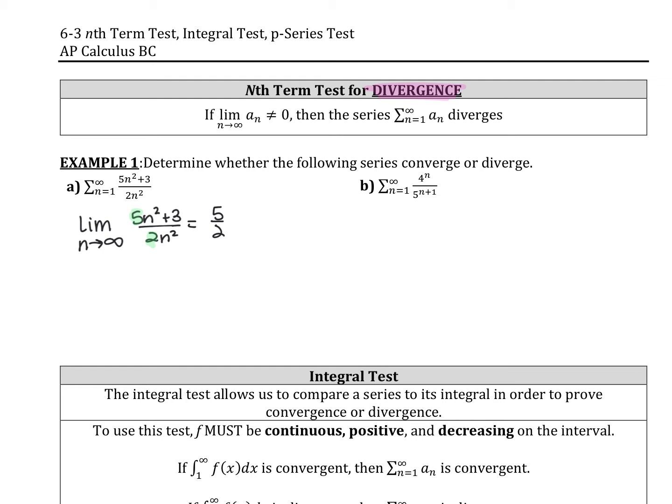Now what does that tell me? I know 5/2 is not equal to 0. So I can say that this series diverges. I can say that because it's not equal to 0. Okay, try the next one. So hit pause, try the next one and see what you get.